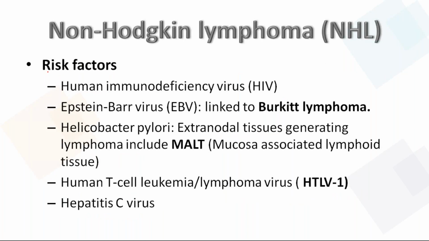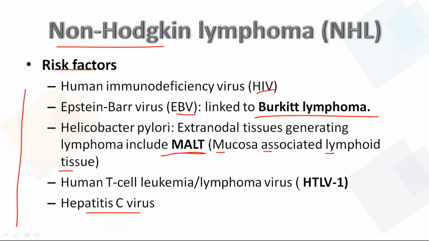Other risk factors, as I already told you: HIV, Epstein-Barr virus, especially with Burkitt type of lymphoma, and Helicobacter pylori infection. It is commonly associated with lymphoma of extranodal tissue, especially MALT, an acronym for mucosa associated lymphoid tissue. So MALT type of lymphomas develop especially after H. pylori infections. Then human T-cell leukemia lymphoma virus, HTLV infection, and hepatitis C virus infection. These are the predisposing factors for non-Hodgkin's lymphoma.